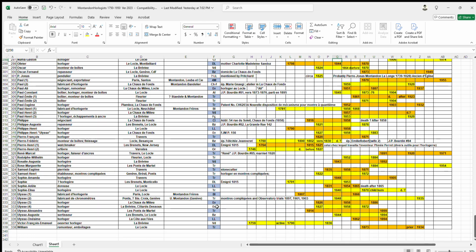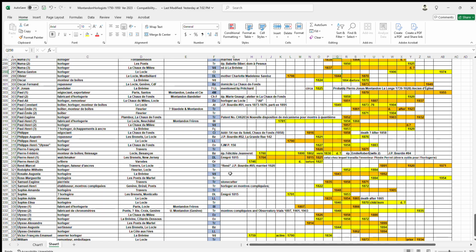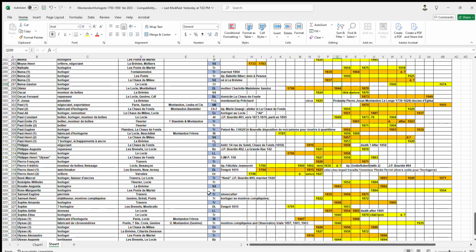Now, other of these branches are based on location, and this is like Montandon de la Chaux-de-Fonds or Montandon de Travers, for example. So now another branch which was named based on professions, Quatremers, we see 4M. If we look at this Paul, number 1, he was a négociant, exportateur in Paris and Santos, Brazil. He was Montandon, Luba & Co. 4M, this is Quatremers, and their branch had 4 mayors of the town of La Brevine, and etc.